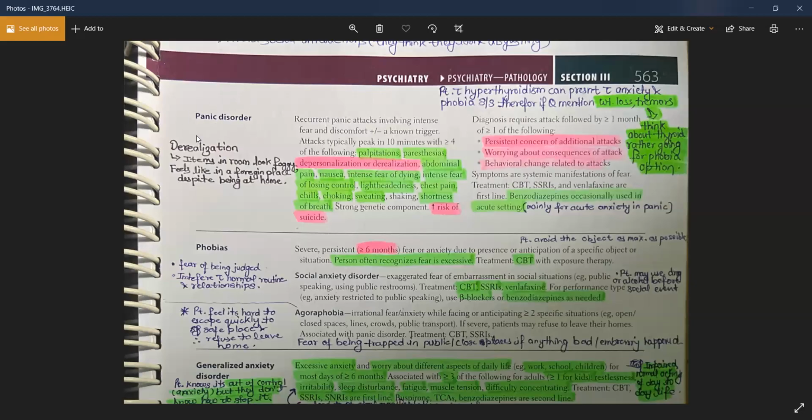Whenever you get a patient with panic disorder who is having an acute attack, you will give them benzodiazepines. Once they're stabilized with benzodiazepines, you can give them cognitive behavioral therapy or SSRIs or venlafaxine. These are the first line therapies for chronic use. For the acute condition, when the patient is having an acute attack of anxiety, you can give them benzodiazepines. Any doubt?